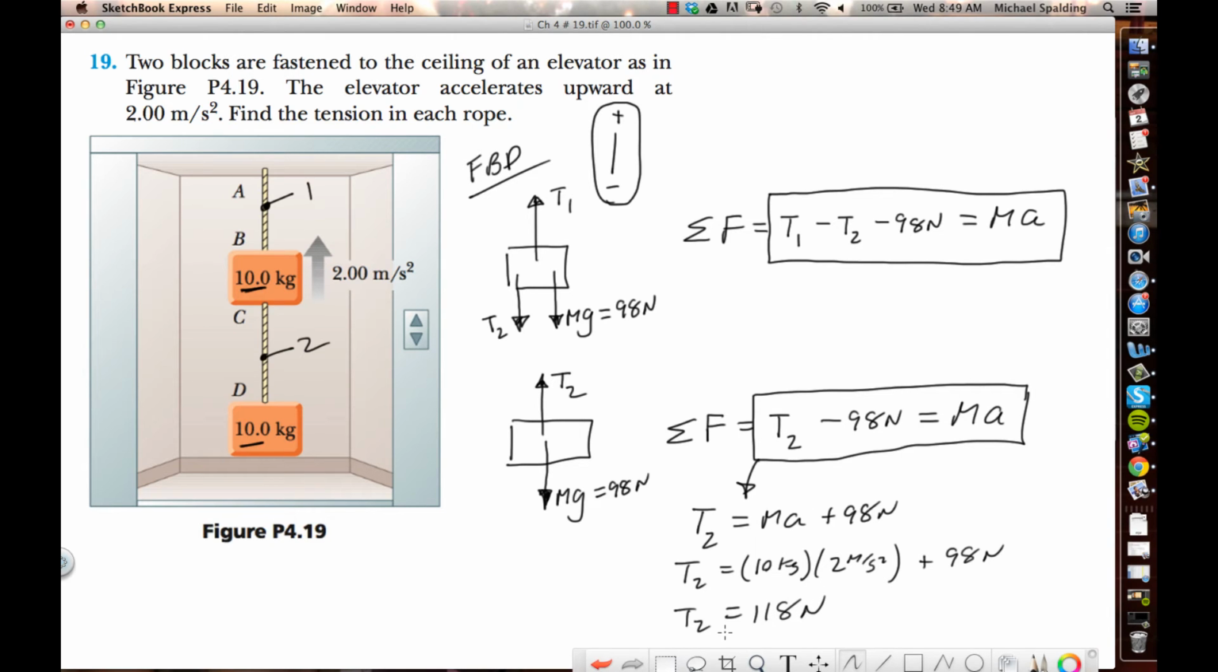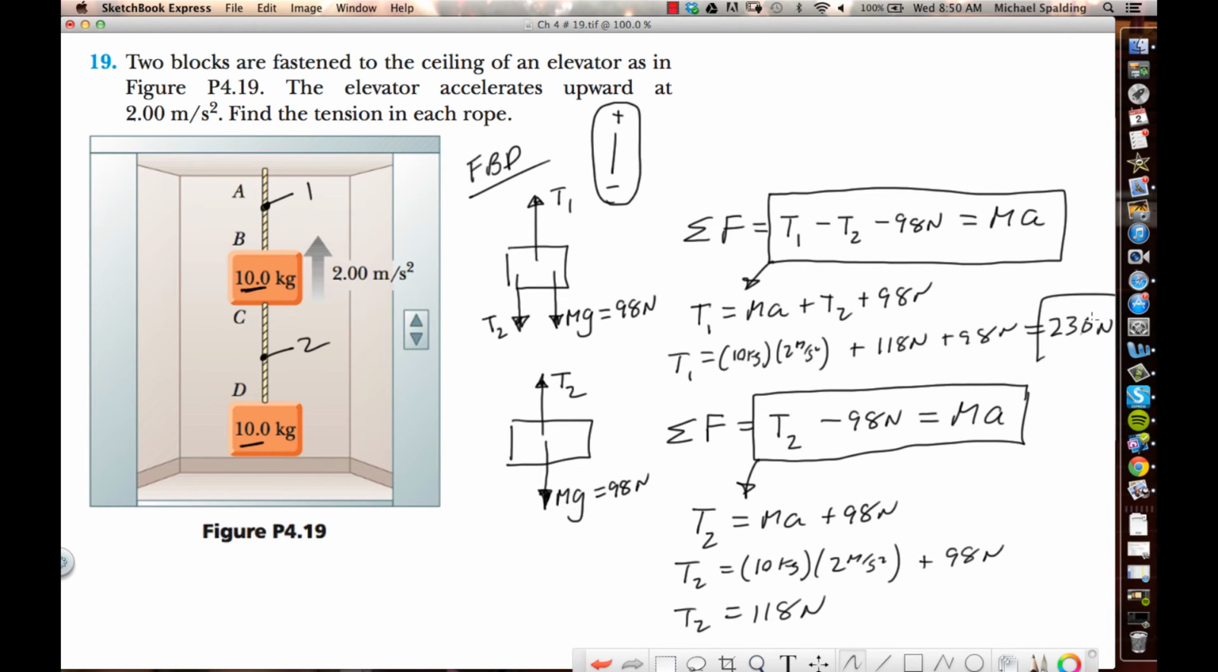So that's tension 2. Now come up here to this upper equation, and keep in mind, we now know what T2 is. So T1 is going to equal MA plus T2 plus 98. Then you plug in. M is 10 kilograms. Acceleration is 2 meters per second squared. T2 is 118 plus 98. So now we got the answer for T1. That adds up to 236. All right, so problem's done.